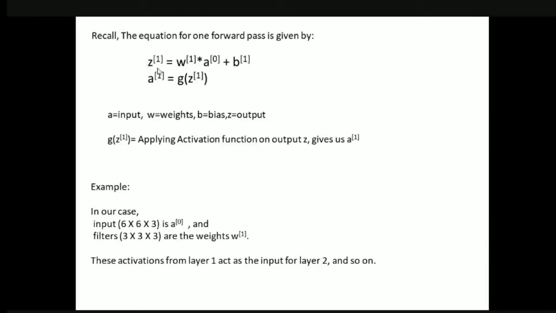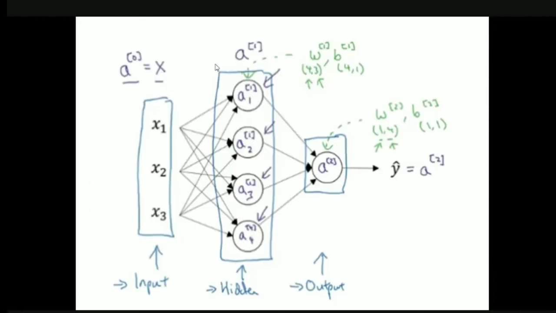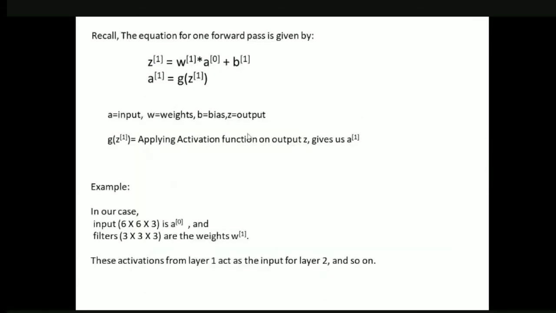Now when we apply an activation function on this Z1, we get the activation a power 1, in the next layer. Again we apply an activation function on this, and we get a power 2. This is how we get the values here. That is, applying g of z power 1 means applying the activation function on the output Z, which gives us a power 1.